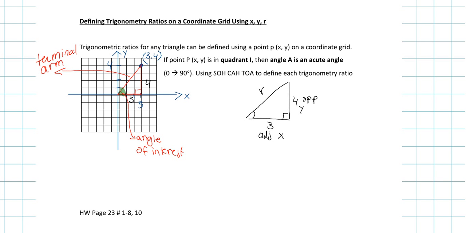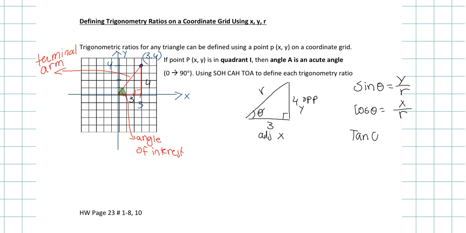And this is going to be theta, the angle of interest. So let's look at this. If I'm looking at sine theta, what's the formula for sine? It's opposite over the hypotenuse, which is y over r. Cosine theta is x over r. And then tan theta is y over x.